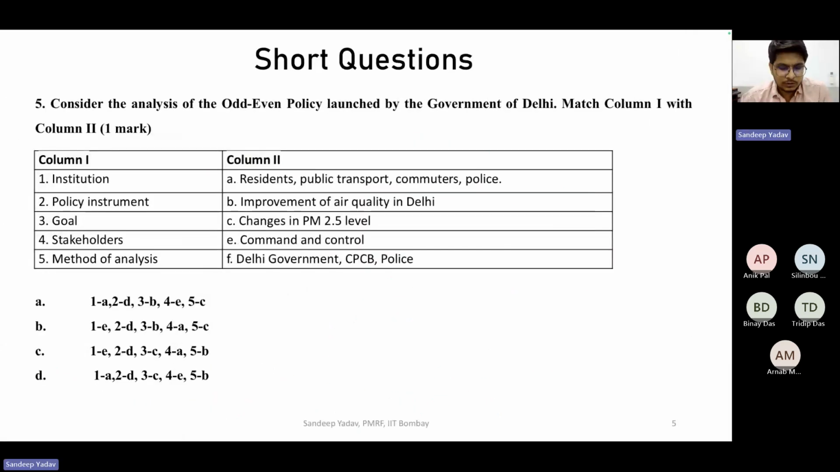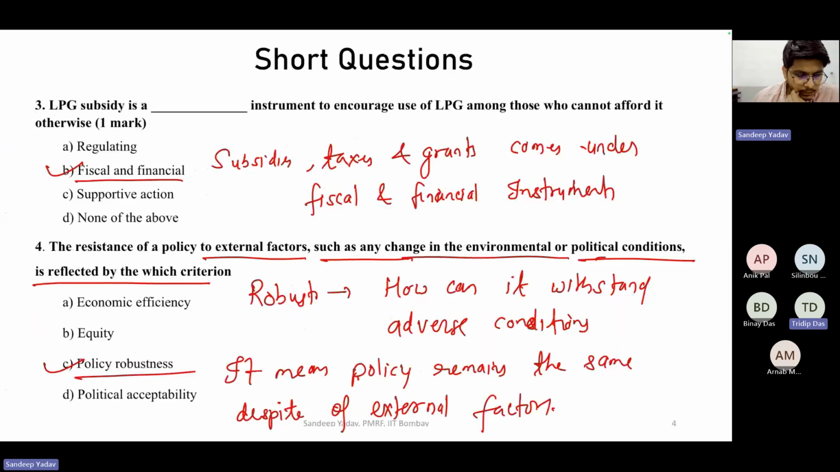Now, question number 5. This is the analysis that we have just recently studied. Sir, consider an analysis of odd even. What is the physical example of implied deregulation? Why are we using implied deregulation? What is the common example in policy making?